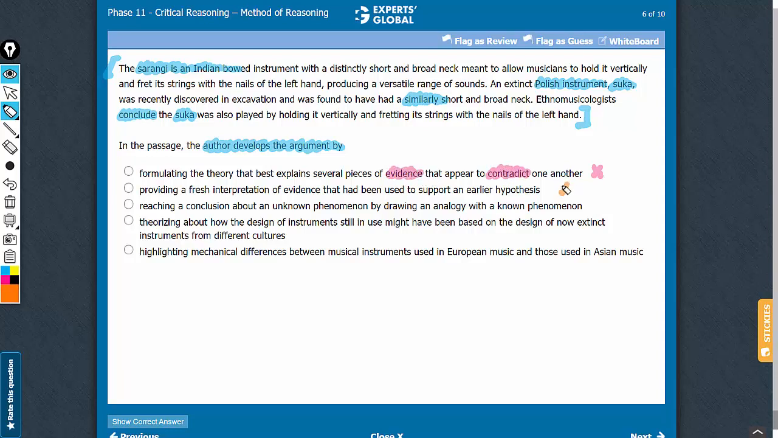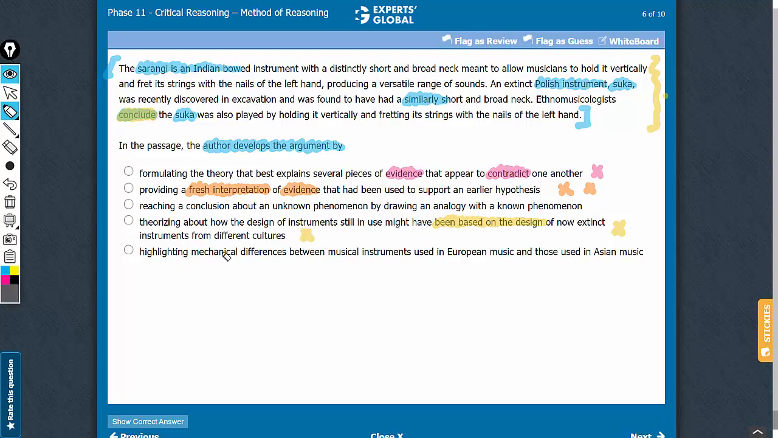Choice B also does not talk about any analogy. It rather talks about a fresh interpretation of an earlier evidence, which is not the case. Answer choice D talks about one design being based on the other design, which is not what the argument is about. The argument is not about one design being inspired by the other design. It's just about similarity in the two instruments under discussion, and therefore a certain conclusion being drawn. Choice D should be comfortably eliminated.